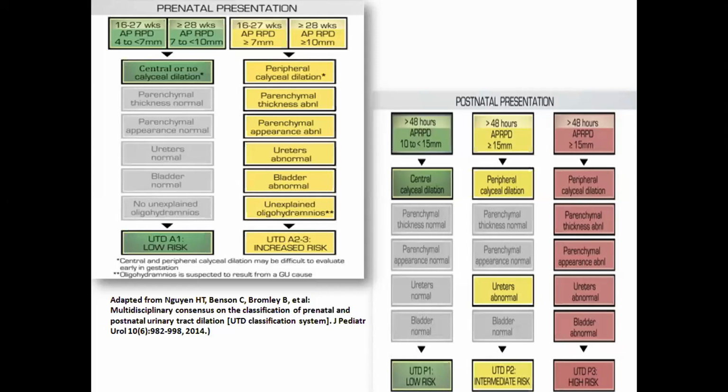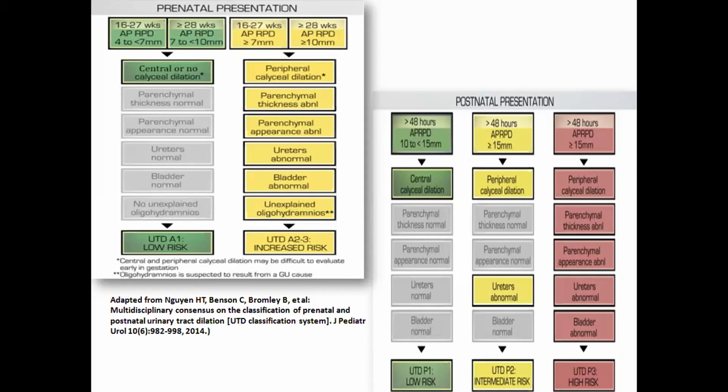UTD P2. And if the APRPD is 15 mm or more, and you're getting all abnormal features: peripheral calyceal dilatation, abnormal parenchymal thickness, abnormal parenchymal appearance, abnormal ureter, abnormal bladder, this is a high risk UTD P3. This classification is recent, and we have to assess perinatal and postnatal presentation. It helps in finding out the low and high risk fetus, and it helps in the management.